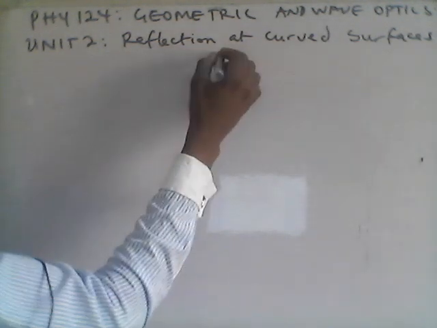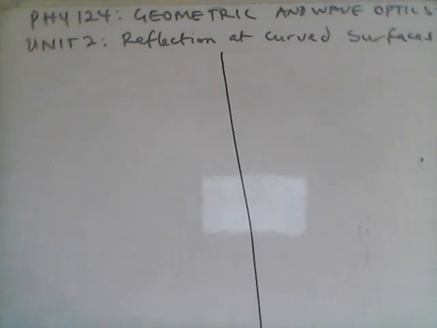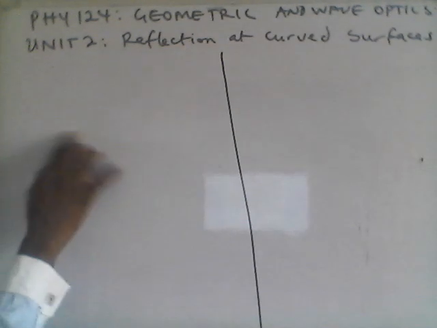Recall when we did unit 1, we said that for plane mirrors, an object placed before the plane mirror forms an image that is the same size as the object, upright, laterally inverted, that is left-right orientation, and virtual. But that is just for plane mirrors, and those 4 characteristics of the image are fundamental. Nothing changes, not even if you change the distance of the object from the mirror.